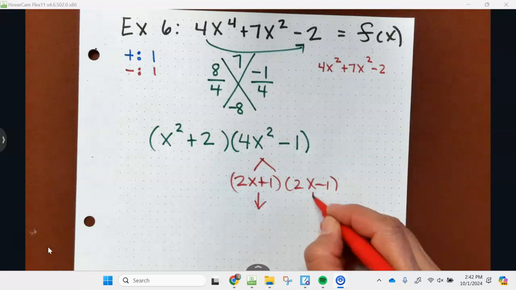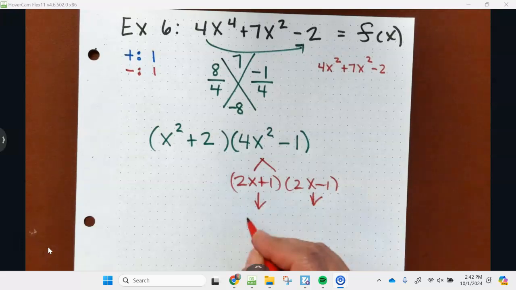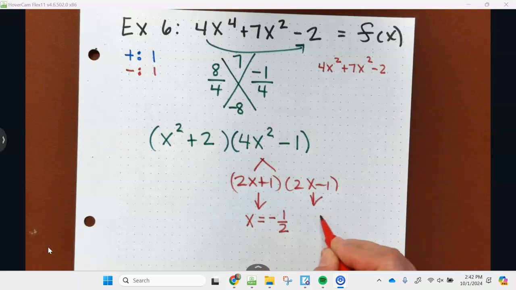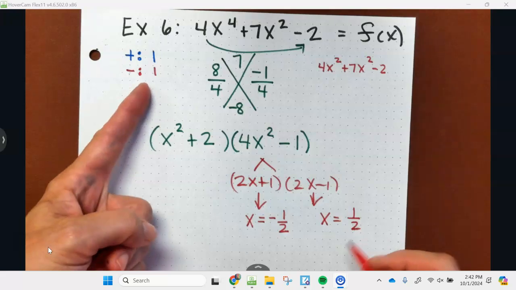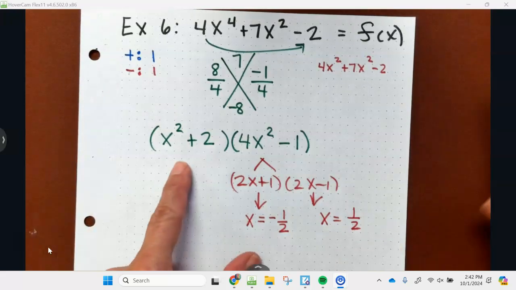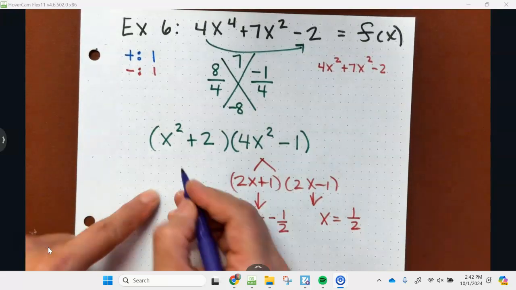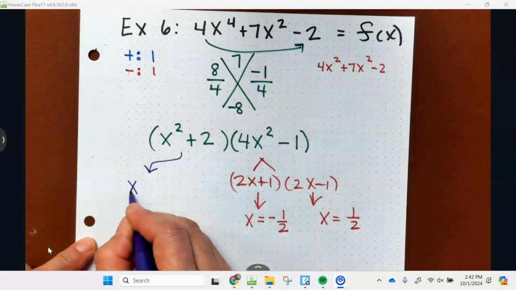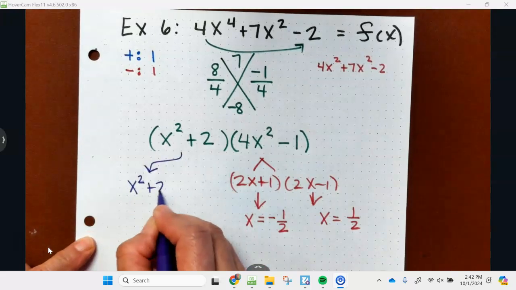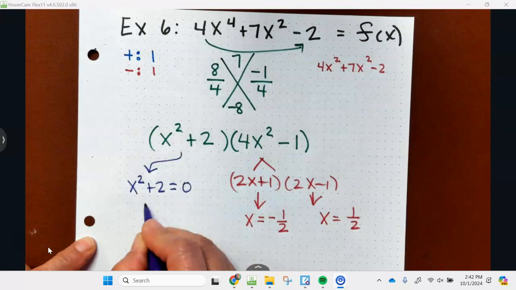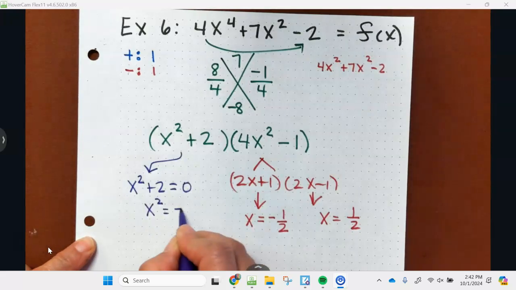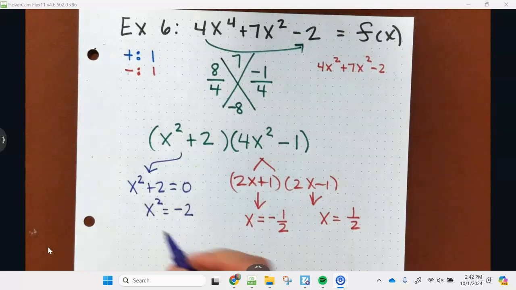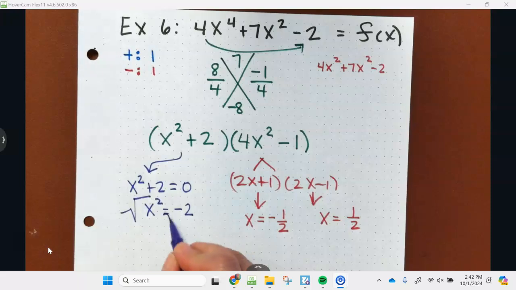So if I set each one of these equal to 0 and solve, x would equal -1/2, and x would equal +1/2. Boom, done with the reals. Now let's talk about this. Set it equal to 0 and solve. You better push that 2 over. Square root both sides. Draw your plus minus.